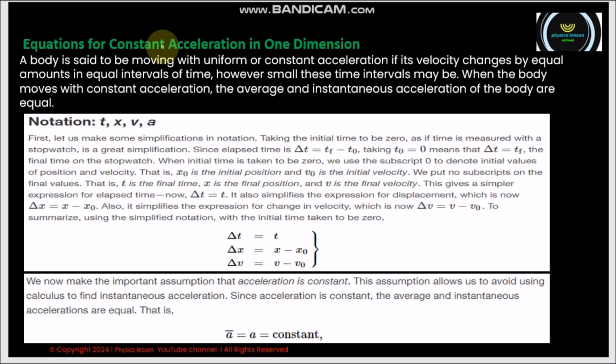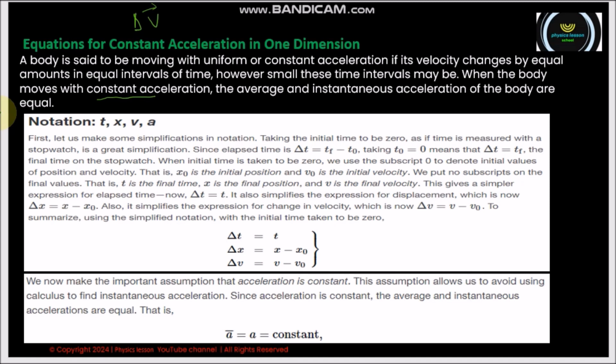A body is said to be moving with uniform or constant acceleration if its velocity changes by equal amounts in equal intervals of time, however small this time interval may be. When the body moves with a constant acceleration, the average and the instantaneous acceleration of the body are equal. They're equal with this constant acceleration. Only there is a change in velocity.